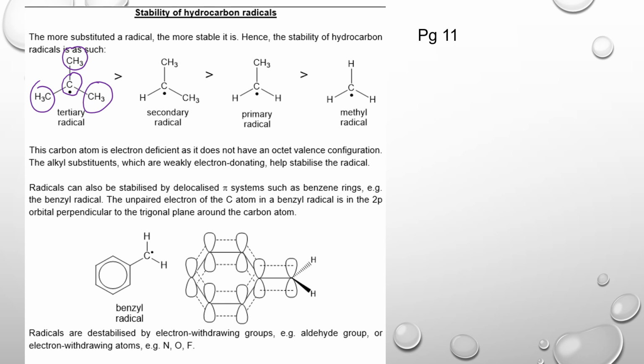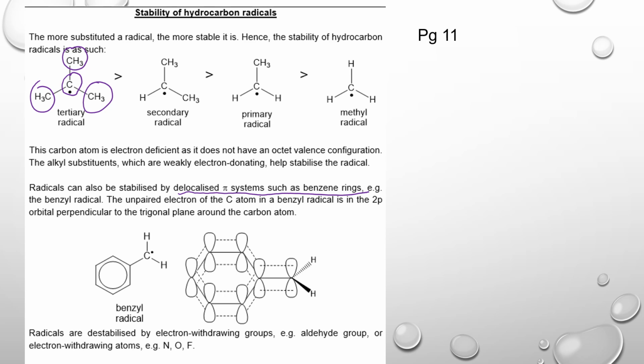The next one that you see inside the box is the delocalization of the pi system, such as in a benzene ring. I will not talk too much about this because you are going to learn it again in arenes, but at this moment, I just raise awareness that a radical can also be stabilized by delocalization of the pi electron cloud in the benzene ring. I will leave it to the lecturer who is teaching arenes to give you more insight into this concept of delocalization.